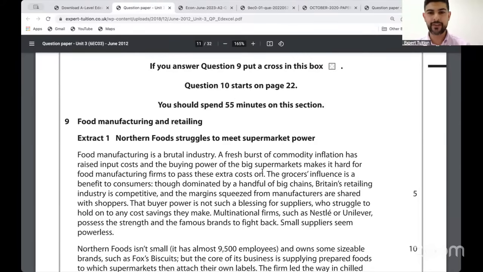Let's dissect it together. Fresh bursts of commodity inflation. What is commodity inflation? Commodity inflation is basically like oil prices going up. So in other words, the farmers, the suppliers, like Northern Foods in this extract, their costs of production are going up. So what would they want to do? In an ideal scenario, they would pass the higher price over to the supermarket. But when they go to Tesco and go, oh, you know what, our costs have gone up, can I please charge you a higher price? Tesco look at them, laugh at them, and go, no.